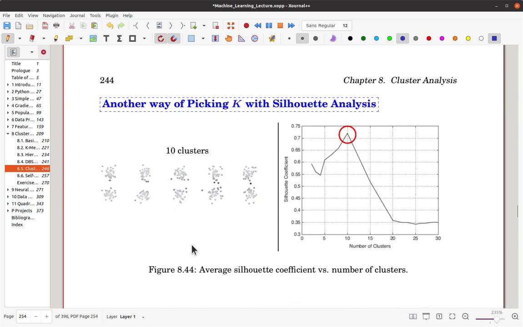Now another way of picking K with silhouette analysis is illustrated in this figure. For that data set, if you make a plot of the average silhouette coefficient with respect to the number of clusters, then you can see the maximum value at the right number of clusters. So it is another way of selecting K using silhouette analysis.